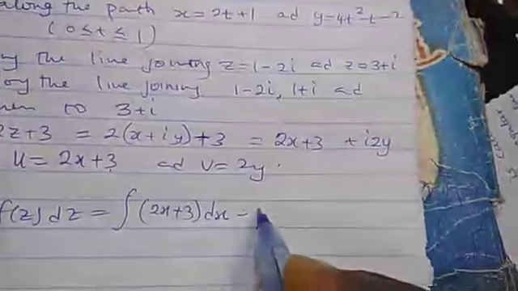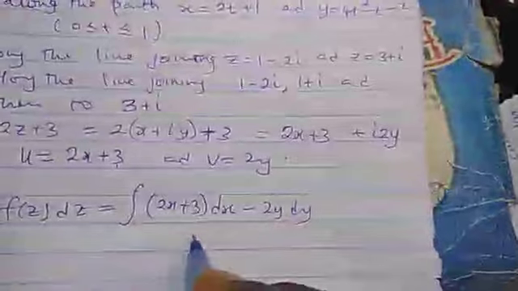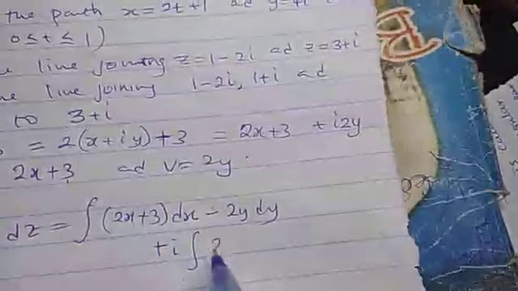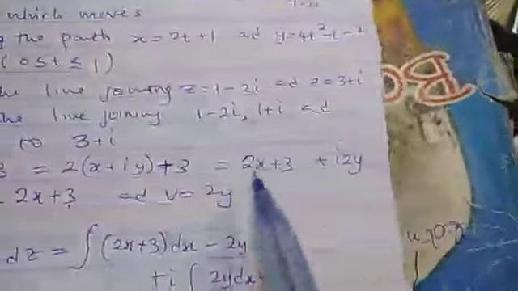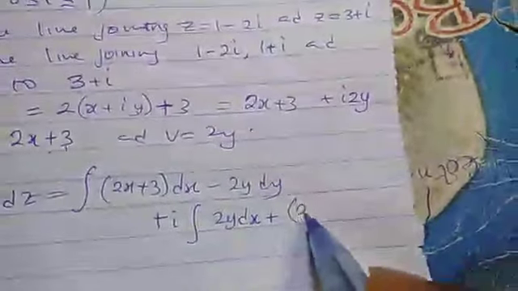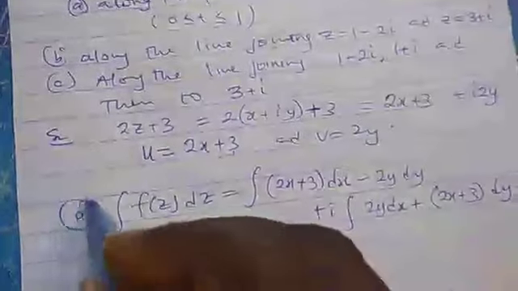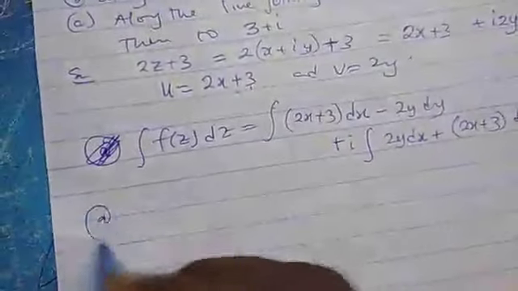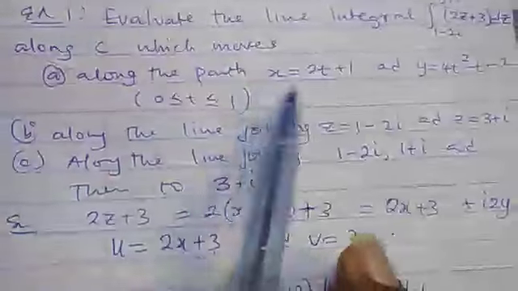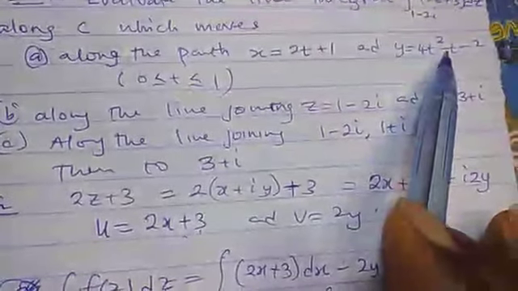Minus v dy. This is our v, 2y dy, plus i times v dx, 2y dx, plus u dy. This is our u here, 2x plus 3 dy. This is what we'll be using now. In part A, x is this and y is this. Let's substitute it there.